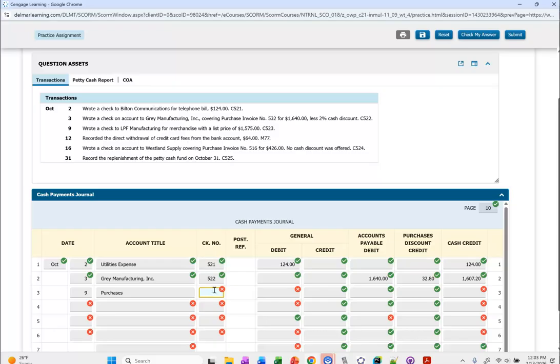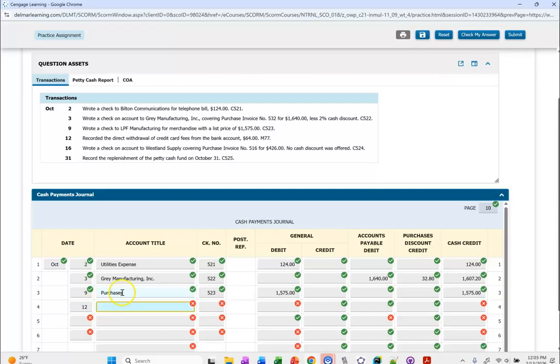The check number here was 523. We got $1,575 of merchandise, and we wrote a check in an equal amount. Our next transaction occurred on the 12th.